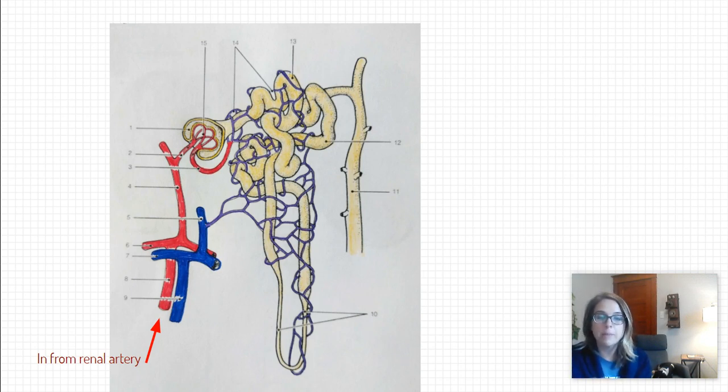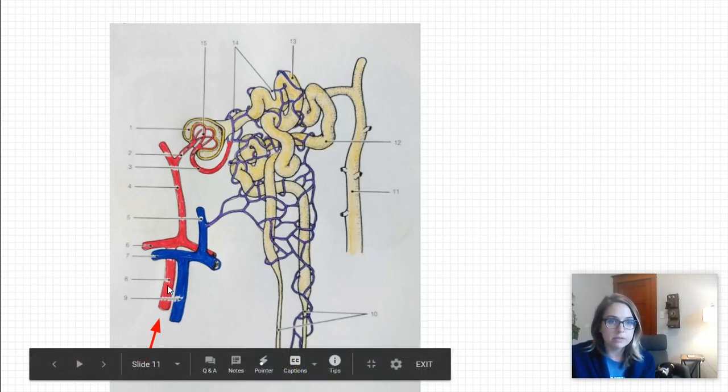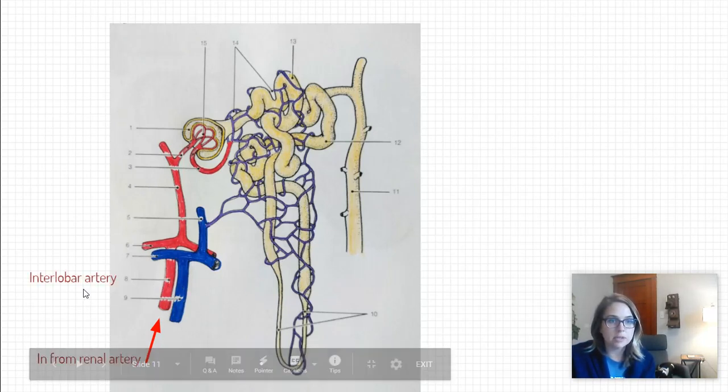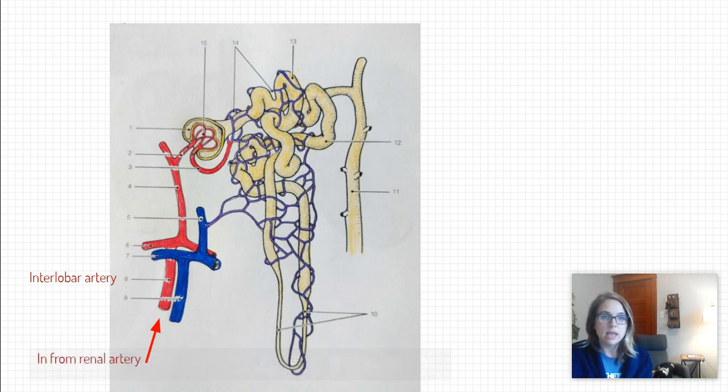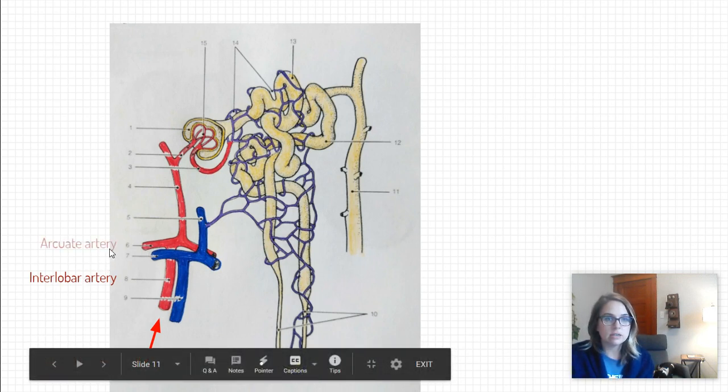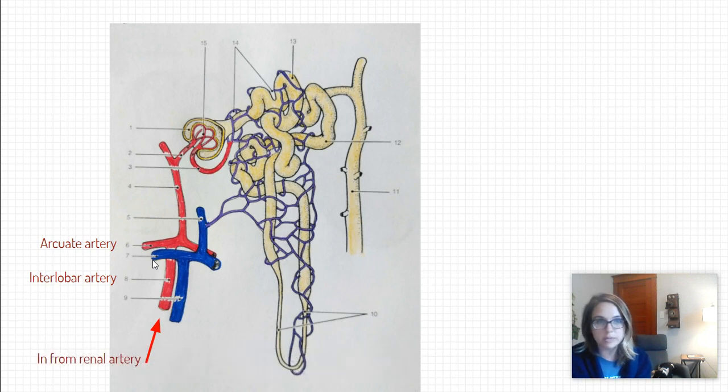So this would be coming from our renal artery and from all those other divisions, the interlobar artery, arcuate artery, etc. Okay, so this would be the blood flow coming in. So we want to label this guy, and I'm going to use red. This would be representing the interlobar artery in between the two pyramids. And then 6 here is the arching one above, so it's the arcuate artery.